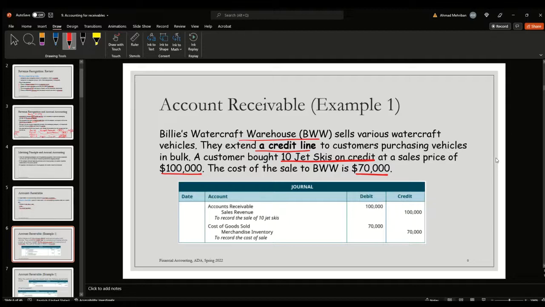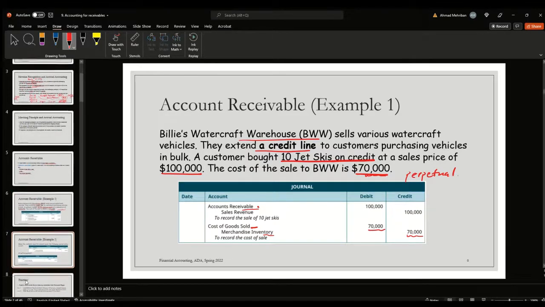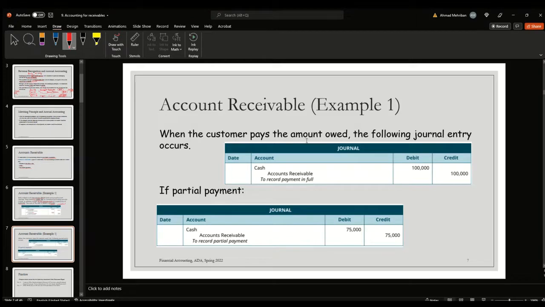On the day of the sale, we're going to record accounts receivable. We didn't get the cash yet, so we record the account receivable as 100,000 debit and sales revenue as 100,000 on credit. And if we assume that this is a perpetual method that we're using, then cost of goods sold is immediately also recognized. Don't forget, this is 70,000, and merchandise inventory, you have now less, so that's a credit entry. And when the customer makes the payment, the entries will be cash, debit, and accounts receivable will be closed through the credit side.